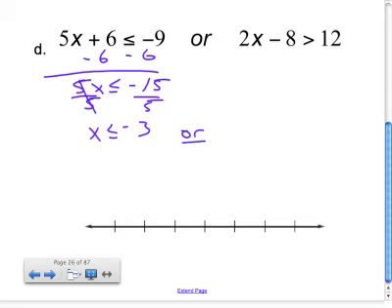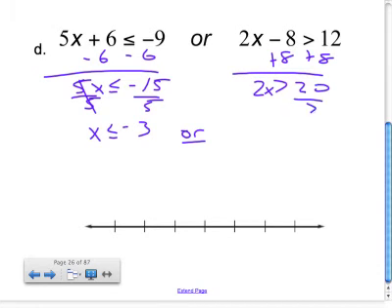Or, now I come over to this one and solve it. So I have 2x is greater than 20. Divide both sides by a positive 2. x has to be bigger than 10. So either x is less than or equal to negative 3, or x is greater than positive 10.